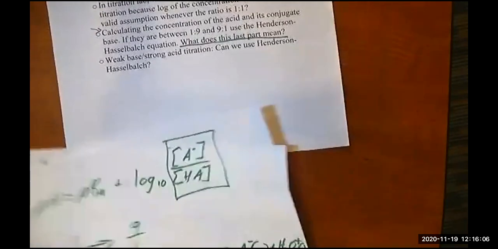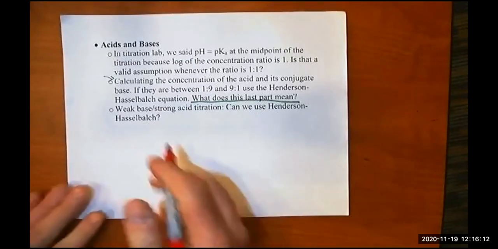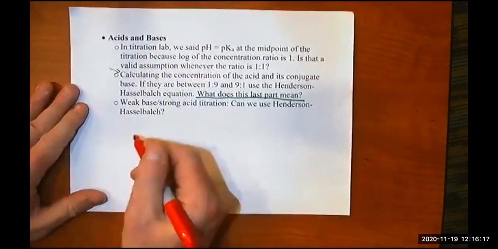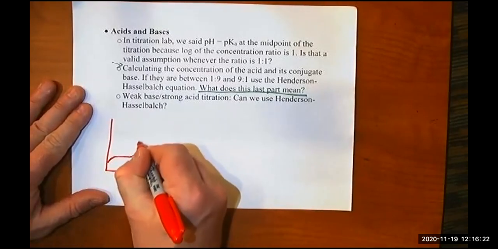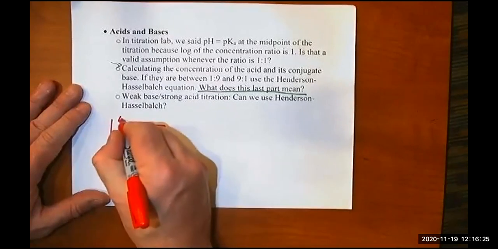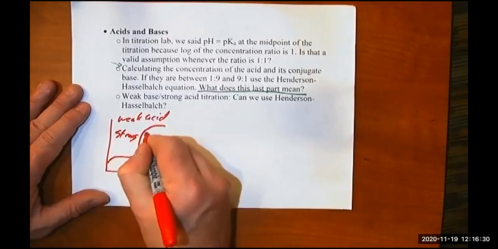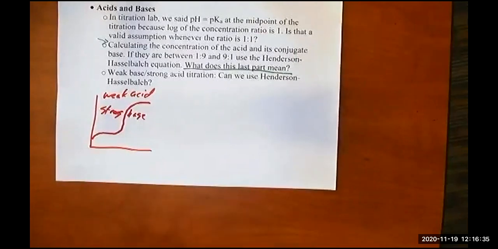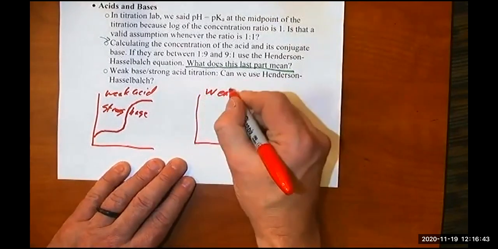So the private question that I got, which I think is good enough to go ahead and call a muddiest point and come back to it, is I've mentioned a couple of times that the examples we've done in class have been a weak acid, strong base titration. So weak acid, strong base. But there's nothing really different about the concepts of what you use if you are instead doing a weak base, strong acid titration.